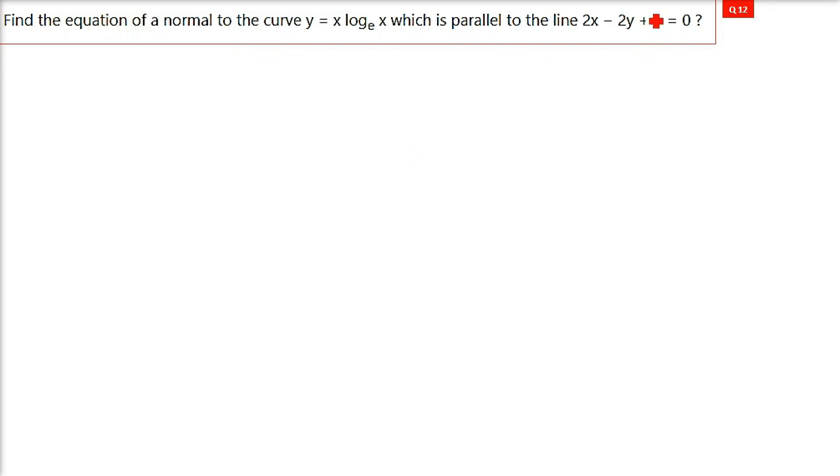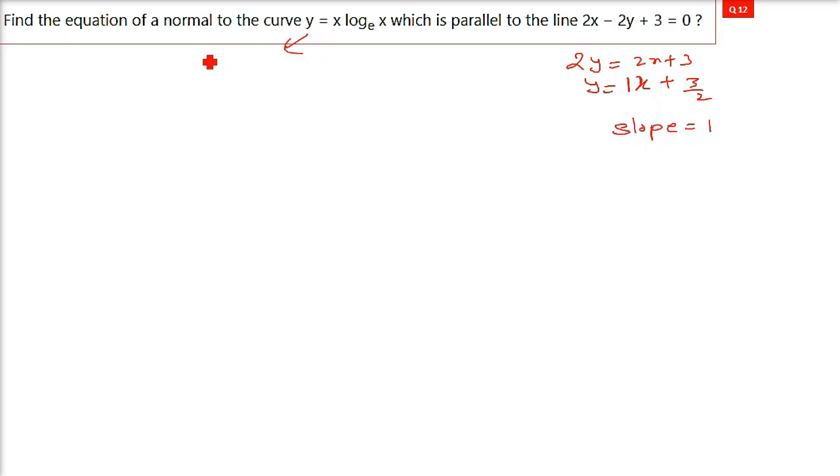So the concept will remain the same, whether it is log or e to the power something. So let us find out the slope of this line first. With y on one side, 2y will be equal to 2x plus 3, so y will be equal to x plus 3 by 2. So y equals mx plus c, and m is equal to 1. Slope is equal to 1.